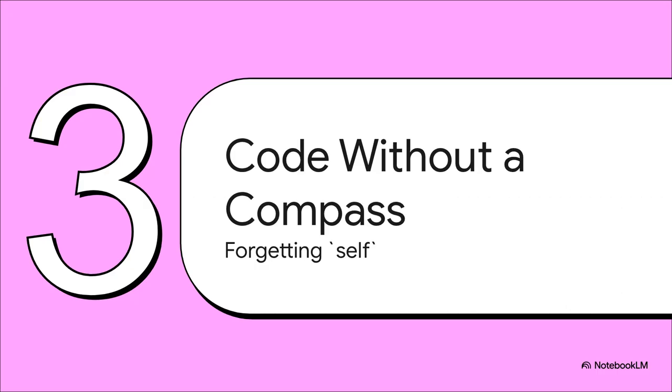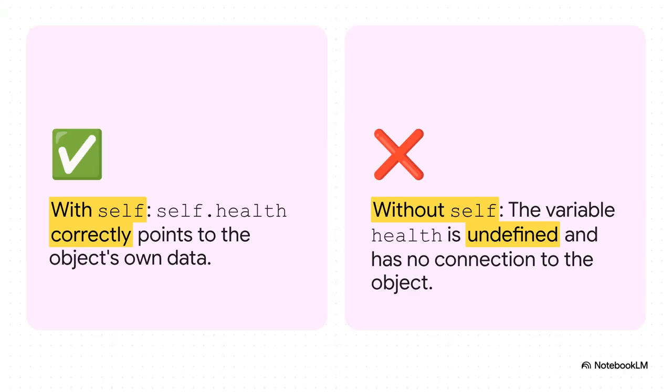You know, sometimes the best way to really understand why something is so important is to see what happens when you take it away. So for science, let's break our code on purpose. Let's see what happens when we forget to use self. So have a look at this.